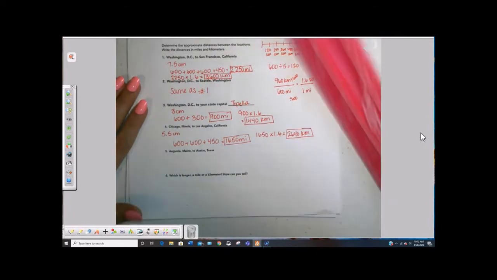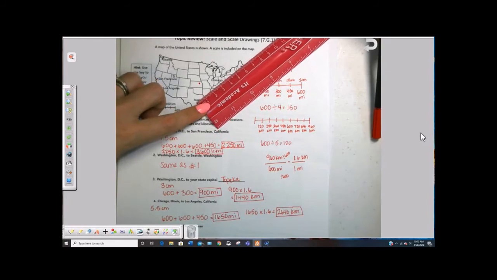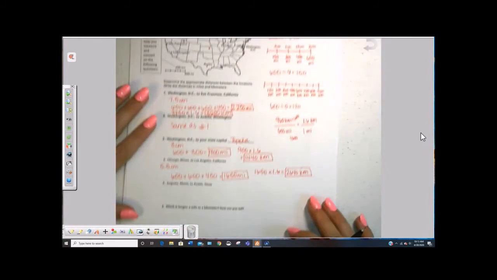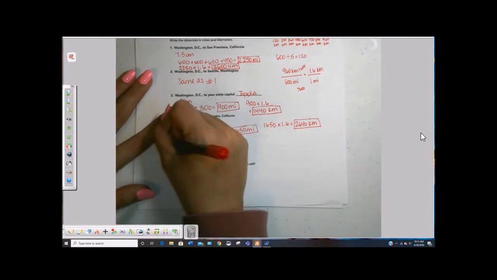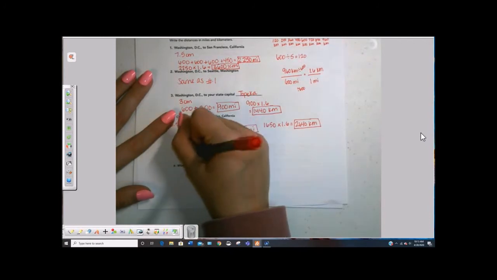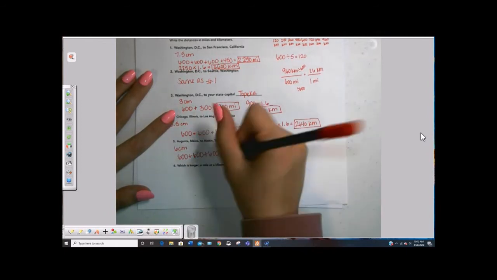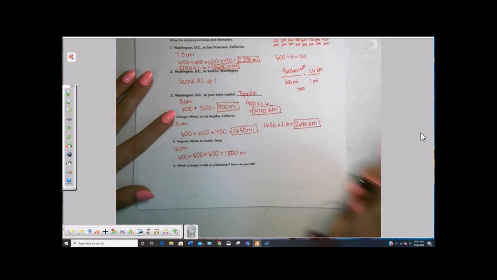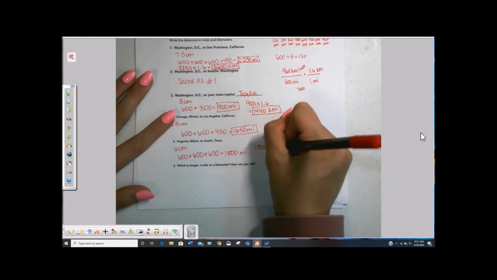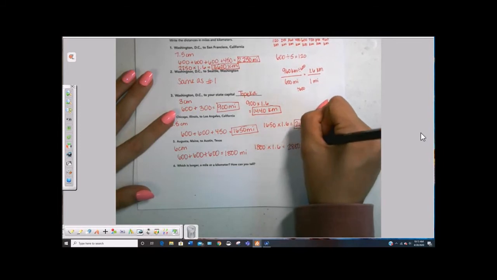Number 5 is Augusta, Maine to Austin, Texas. When you measure, you should get pretty much exactly 6 centimeters. And we're going by 2, so that's 2, 4, 6, so you're going to add 600 3 times, or you could have done 600 times 3 as well. And you should get 1,800 miles. Then you're going to take that and multiply by 1.6 to find kilometers, and you get 2,880 kilometers.